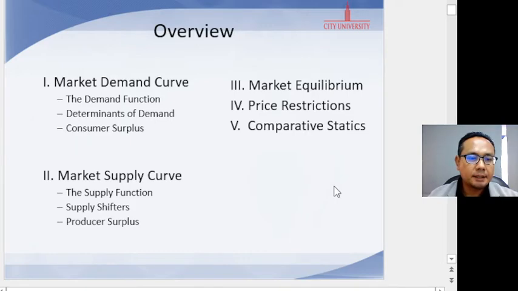That's an overview of this chapter. Market demand curve, and then we will look at the market supply curve, and we will explain the market equilibrium, price restrictions, and comparative statics.